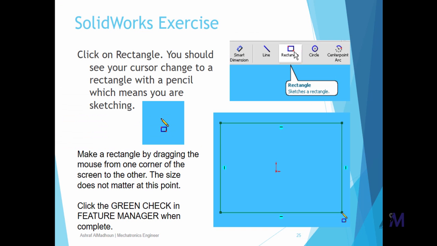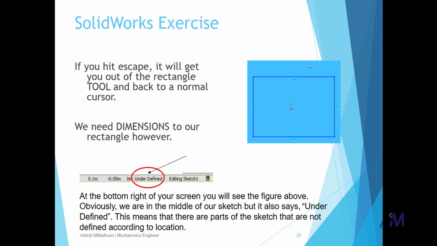Okay. Now, as you can see here, if you hit escape, it will get you out of the rectangle tool and back to a normal cursor. As you can see here, we need dimensions for our rectangle. At the bottom right of your screen, you will see the figure below, as in here. We are in the middle of our sketch, but it also says underdefined. This means that there are parts of the sketch that are not defined according to location.